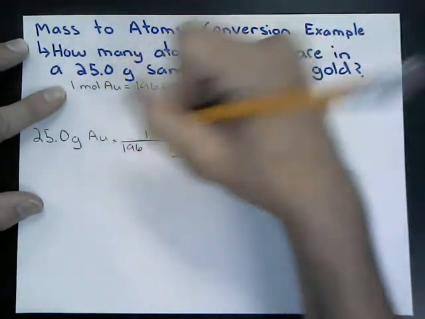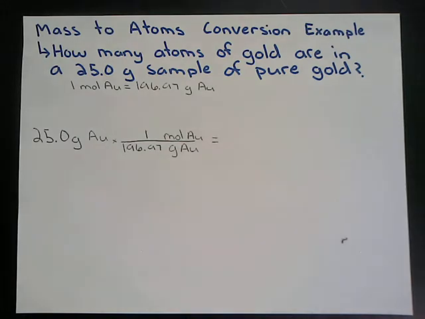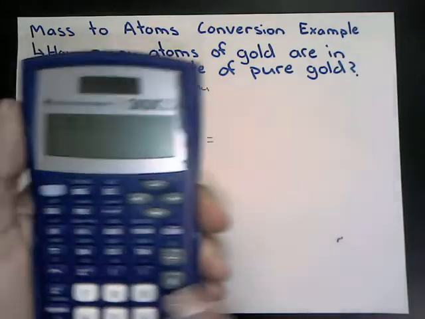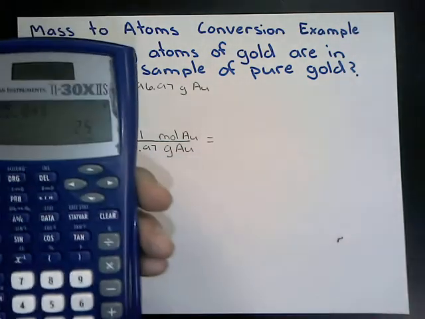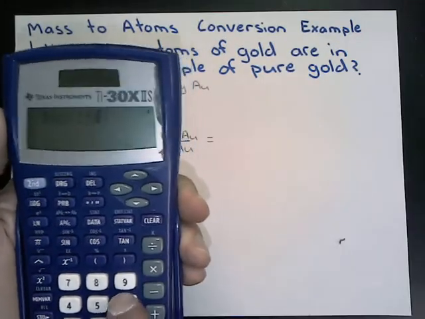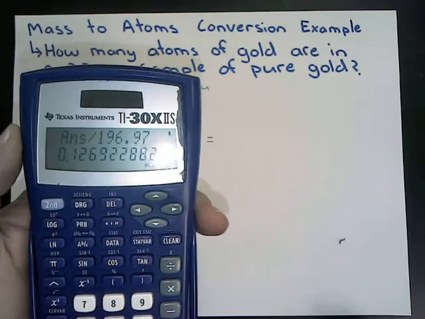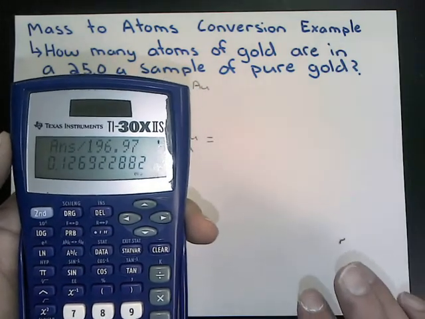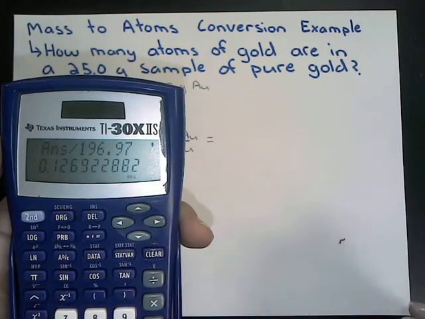So we have 196.97. And we can do our first calculation. So what I'm going to do here is punch in my calculator 25.0 times 1, and then I'm going to divide it by 196.97. I press enter, and I get this big long decimal. Now I'm going to keep a few extra digits. So I'm actually going to keep a total of 4 decimal places in this scenario. So what I'm going to have here is 0.1269.